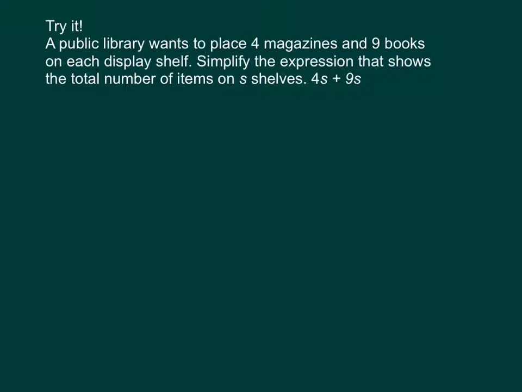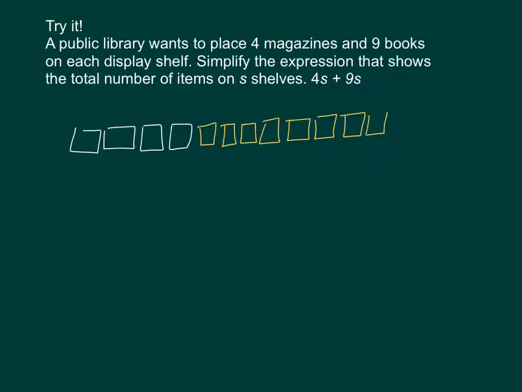Okay, so a public library wants to place 4 magazines and 9 books on each display shelf. Simplify the expression that shows the total number of items on S shelves, 4S plus 9S. So if we have our display shelf, we have 4S, 1, 2, 3, 4, plus 9S, 1, 2, 3, 4, 5, 6, 7, 8, 9. Then we have how many S? 1, 2, 3, 4, 5, 6, 7, 8, 9, 10, 11, 12, 13.